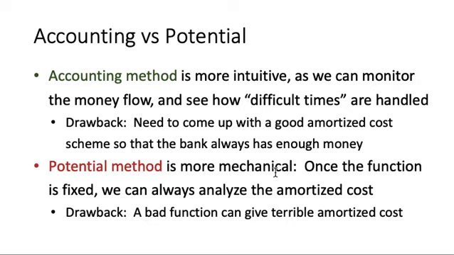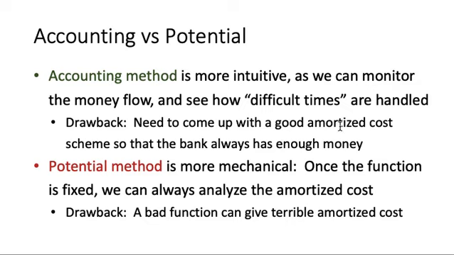This is a final remark or comparison between the accounting method and the potential method. The accounting method is more intuitive, as we can monitor how the money is flowing. We can see how the difficult times are handled. So when we need a lot of money, where is the money that we can get from the bank? But the drawback of this method is that we need to come up with a good amortized cost scheme at the beginning, so that when we are trying to show that this works, the bank really will have enough money to pay for each operation.